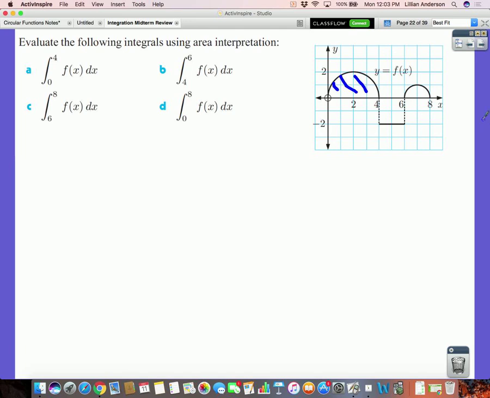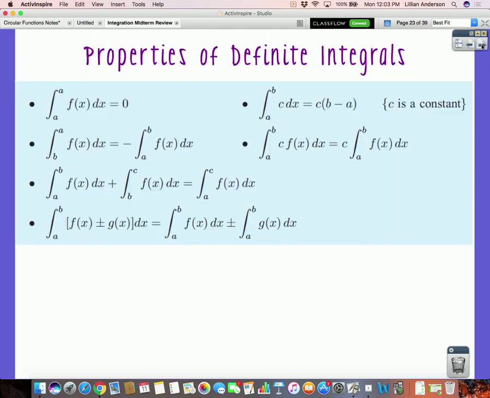Okay, I'm going to skip through because I still have a good amount to go. You have these properties of definite integrals. I pulled them straight from the notes that you took, so you do have these in your possession. A couple of them I do want to go over. The first one, when you have the same bound, the area is 0, because clearly you're not covering any distance. And if they're switched, then it's the negation of the normal bounds. Everything else is pretty much straightforward. Okay? Questions on that?